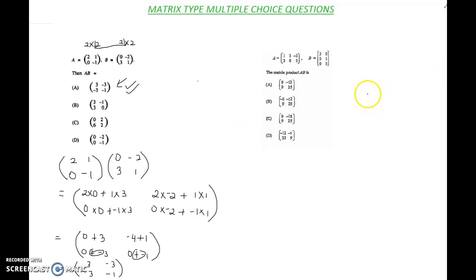So now we're looking at the second one here. Let's look at the order of this matrix A and the order of this matrix B there. So in matrix A on the right hand side here, we have 2 rows and 3 columns. So this is a 2 by 3.